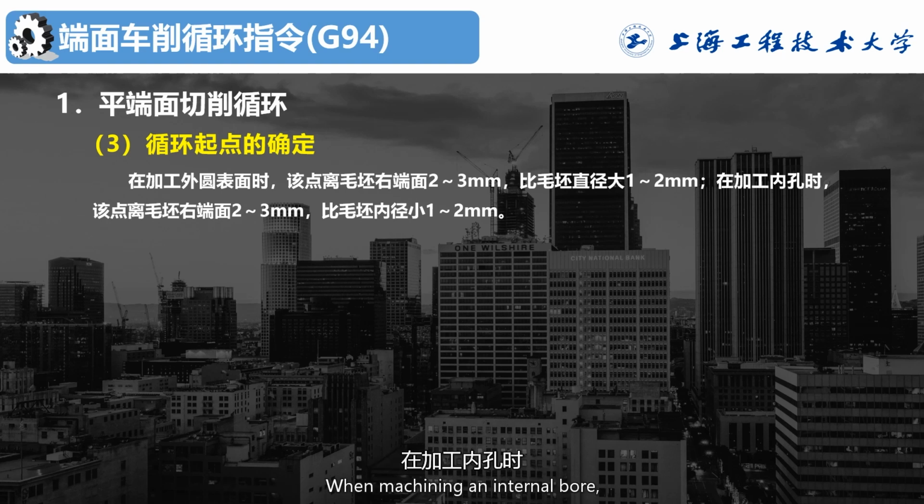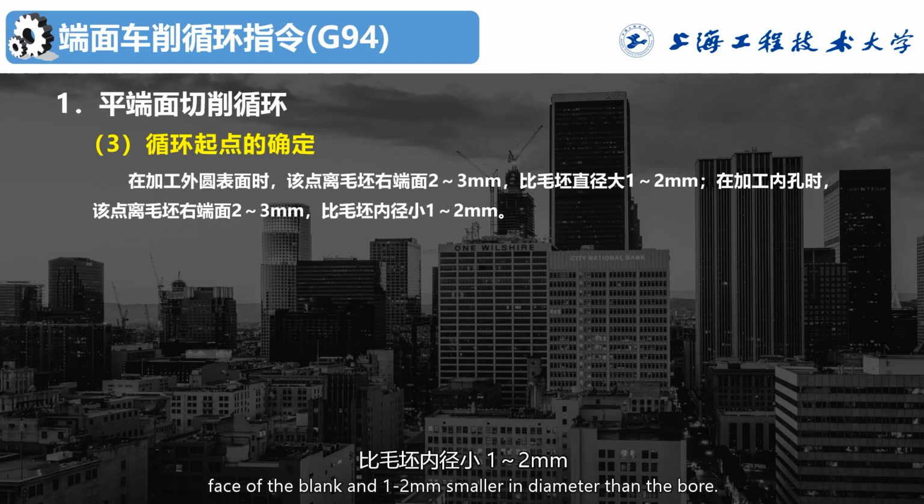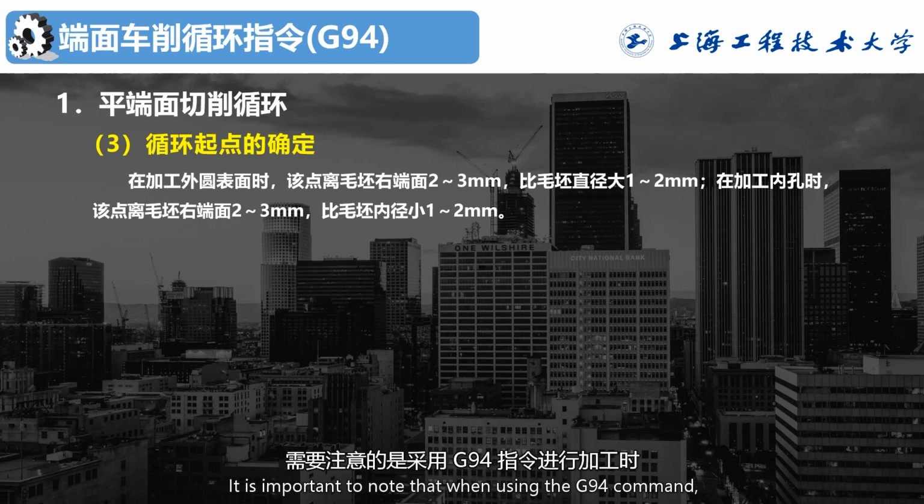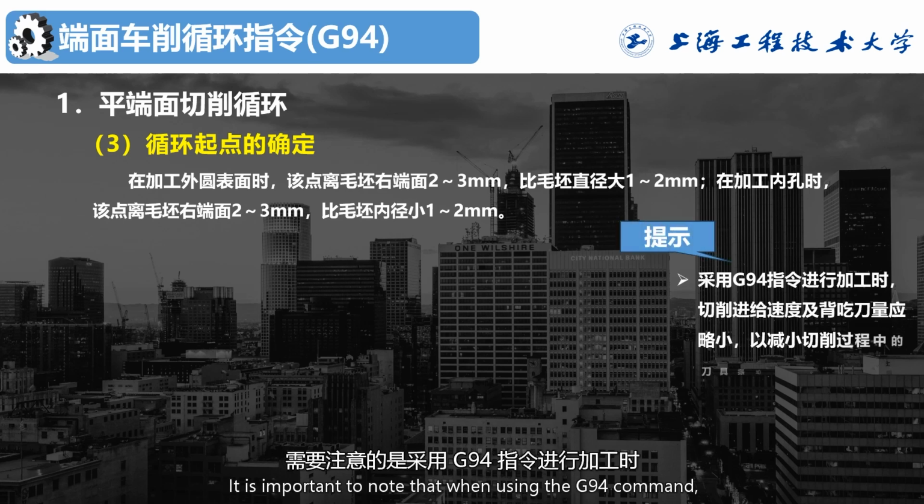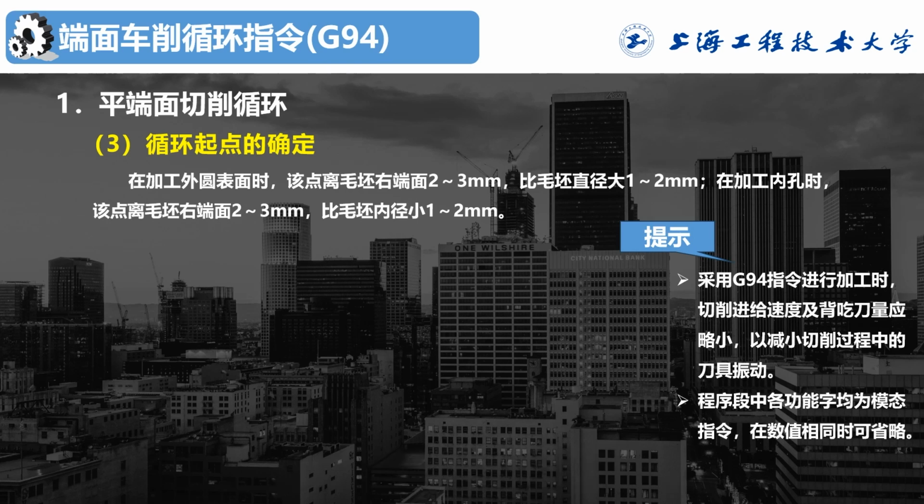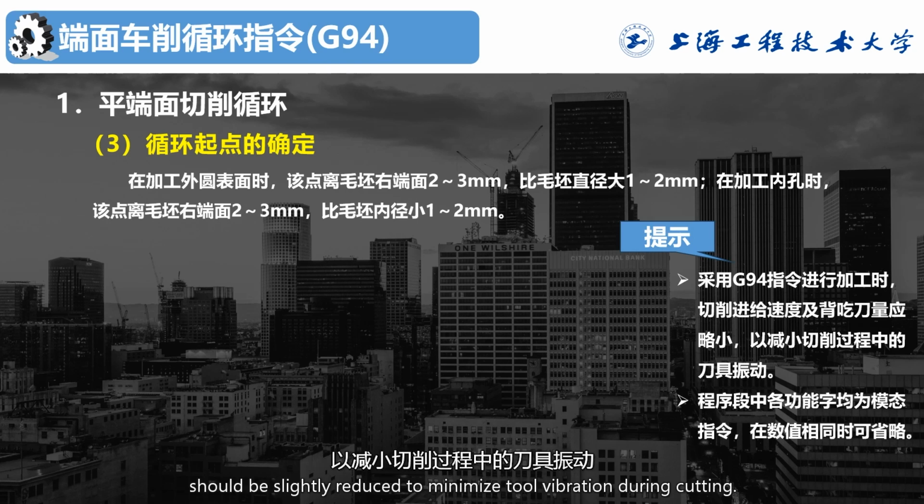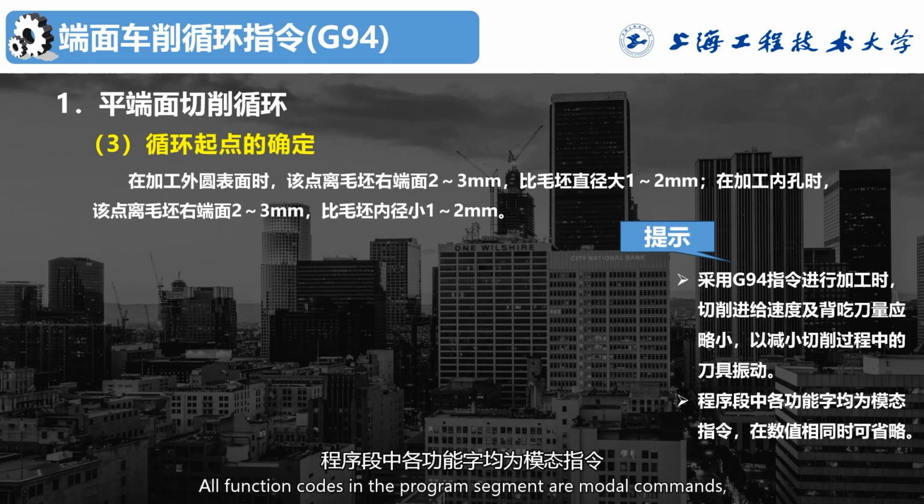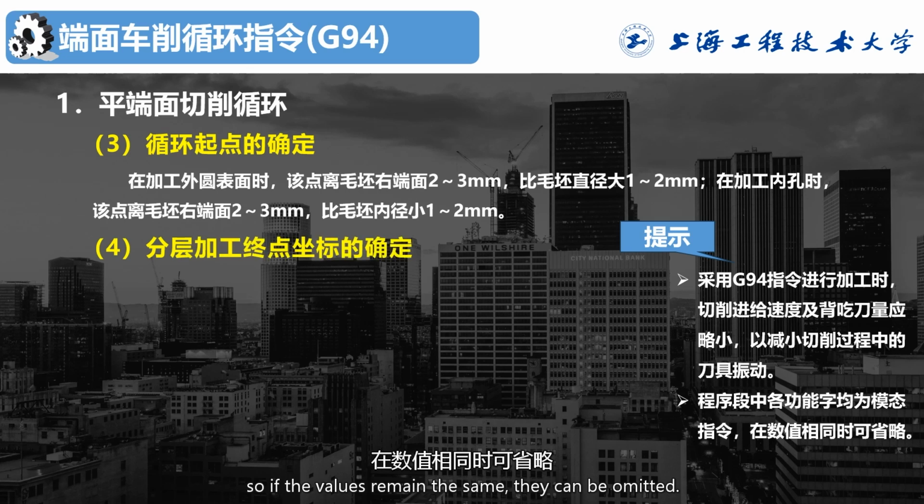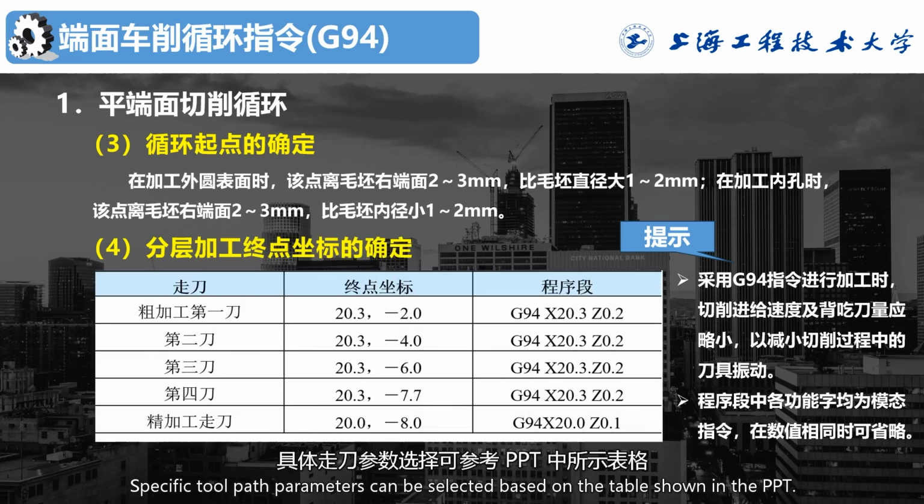When machining an internal bore, the point should be 2 to 3 mm away from the right end face of the blank, and 1 to 2 mm smaller in diameter than the bore. It is important to note that when using the G94 command, the cutting feed rate and depth of cut should be slightly reduced to minimize tool vibration during cutting. All function codes in the program segment are modal commands, so if the values remain the same, they can be omitted. Specific toolpath parameters can be selected based on the table shown in the PPT.